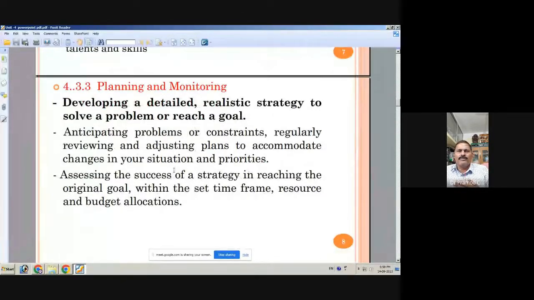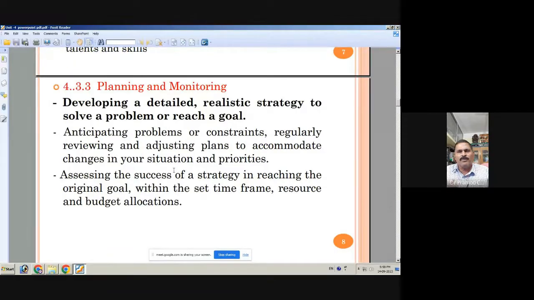When we go for the realistic strategy formula, we want to solve the problem and reach the goal. So when we are interested to do something with our skills, with our talent, with our intelligence, then definitely we must anticipate the problems. We must anticipate the constraints we are facing, and how we are able to adjust our plans and programs. We must review our successes and failures, and formulate adjusting plans to accommodate the changes in the situations and give some priority. Then automatically planning and monitoring will be there.